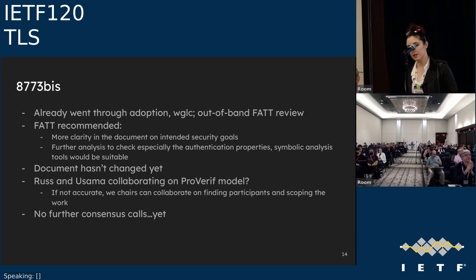So we went to the triage team. They got a bunch of feedback from us and we sent it to the list. They requested and recommended more clarity in the actual document, 8773 BIS, on the intended security goals. Like, that's just updating the document itself. And further analysis, security analysis, to check especially the authentication properties, and that symbolic analysis tools would be suitable, such as ProVerif, Tamarin, and things like that. There are maybe some others that are slightly less popular.